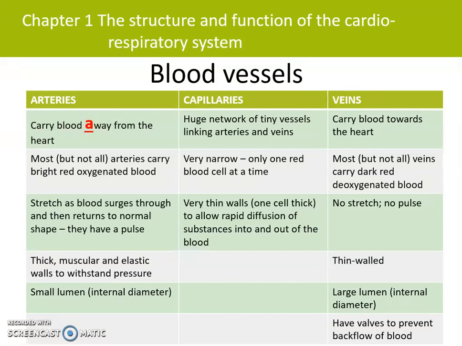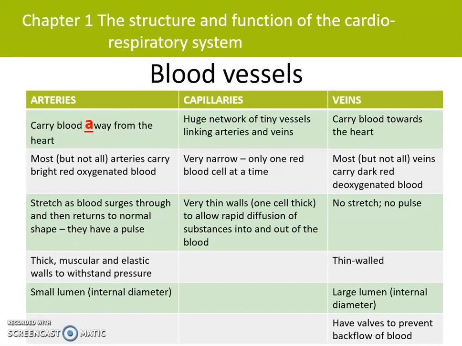They have thick walls and also quite a small lumen, that middle part where the blood travels through, in comparison to their size. Capillaries now, these are those tiny networks. They link arteries and veins together. But they're very narrow. They're only one cell thick. And only one red blood cell can travel through them at a time.